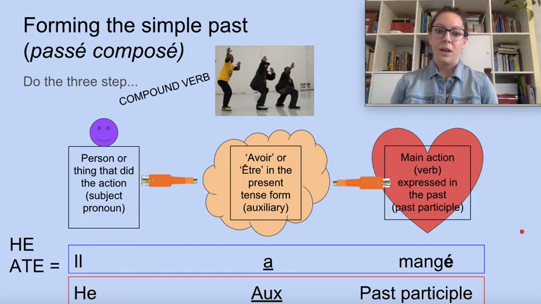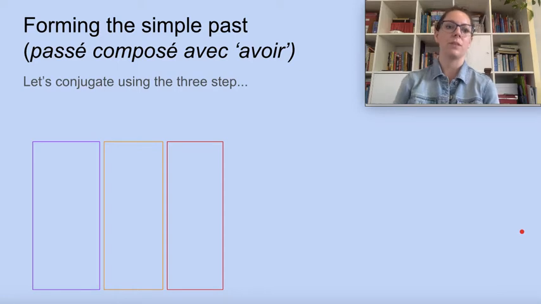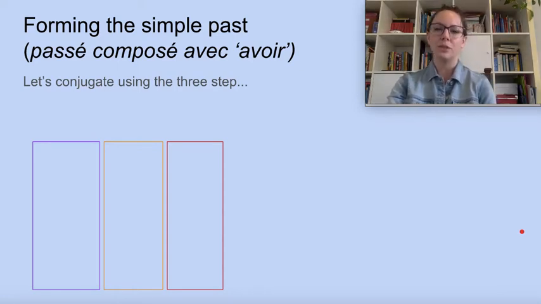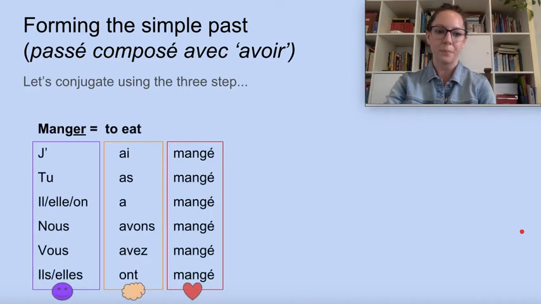How does this three-step process look when we have to change the person or the thing that's doing the action? Let's conjugate it with our three-step process. And I'm just going to use the verb manger still, so to eat. We're going to use manger. This is what it looks like.